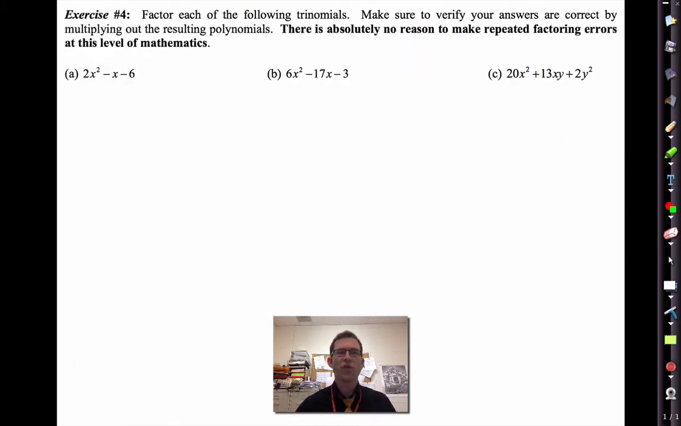All right, exercise 4. Factor each of the following trinomials. Make sure to verify your answers are correct by multiplying out the resulting polynomials. There is absolutely no reason to make repeated factoring errors at this level of mathematics. All right, so this is a message not just to my 4H students, but to any students who have been working with factoring trinomials for years.